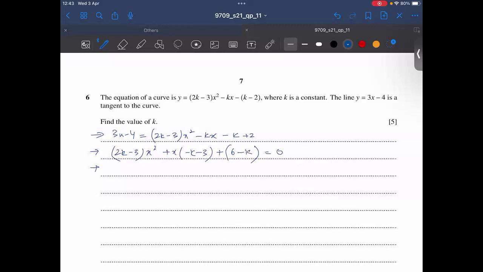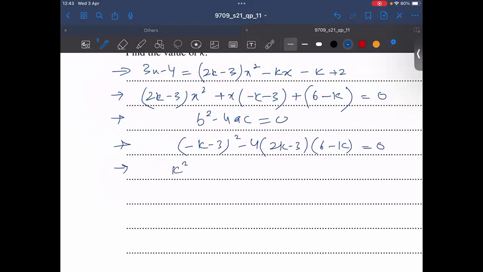Now this is the equation that we have got, and about this equation you have been told that this has one solution, because this is going to give you the points of intersection between the line and the curve. So it has been told that the line is tangent to the curve. So you know that it has got one solution. It is going to have one real root. So for that to happen, b square minus 4ac must be equal to 0. So minus k minus 3 whole square minus 4 into 2k minus 3 into 6 minus k equal to 0.